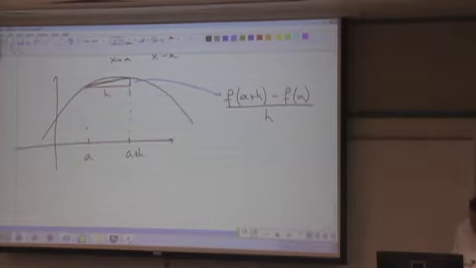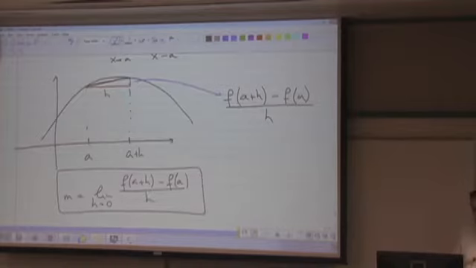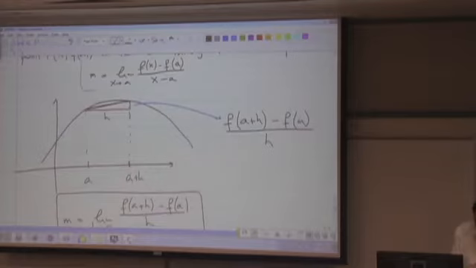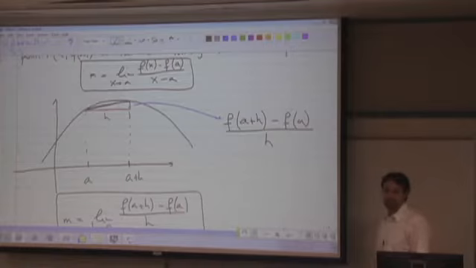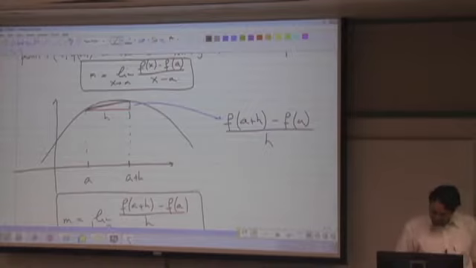You understand, you just don't care. Okay, so m is equal to the limit as h goes to 0 of f of a plus h minus f of a divided by h. So we can either look at our limit in terms of x going to a, or we can look at it in terms of h going to 0. Does that make sense? Yeah? Okay. Wonderful.